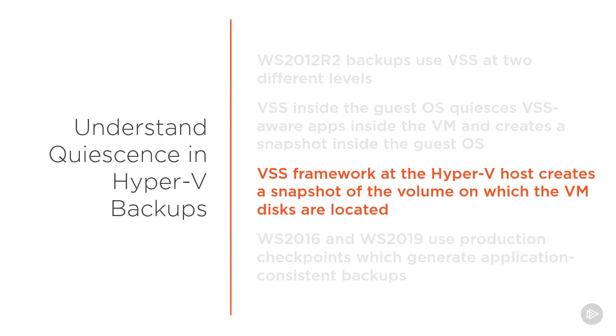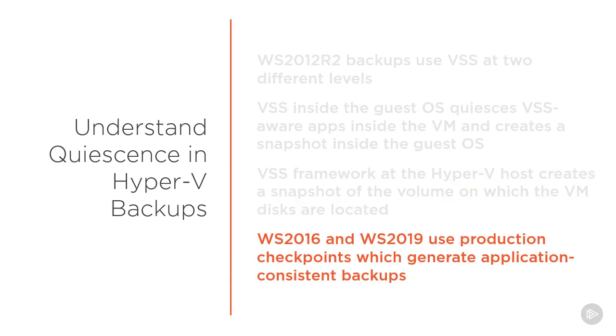And so to support those use cases, Microsoft has introduced this concept of production checkpoints in Windows Server 2016 and 2019. These production checkpoints in these newer operating systems present a much better solution for generating these application consistent backups without having to do this double layer VSS configuration like we had in the older versions.